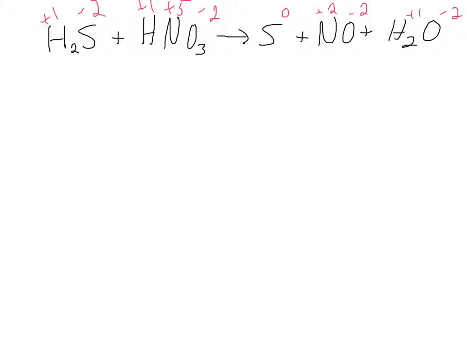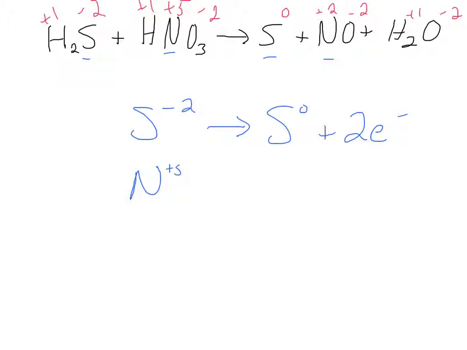Now I need to identify the things that are changing, which are going to be the sulfur and the nitrogen. So now I want to write those half reactions, and I have S -2, arrow S0. That's a difference of 2 electrons on the product side. And then nitrogen +5 yields nitrogen +2. That's a difference of 3 electrons, and those need to go on the reactant side. Alright, so I've got 2 electrons and 3 electrons.